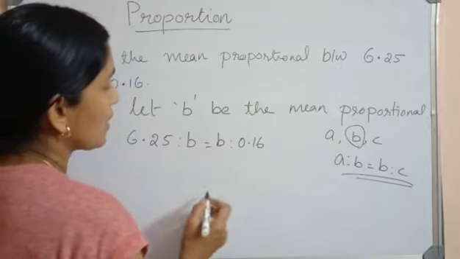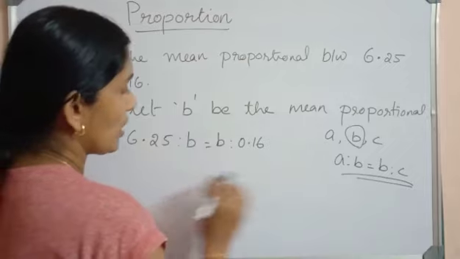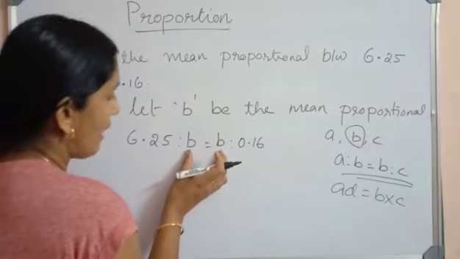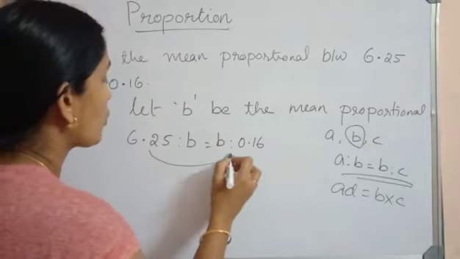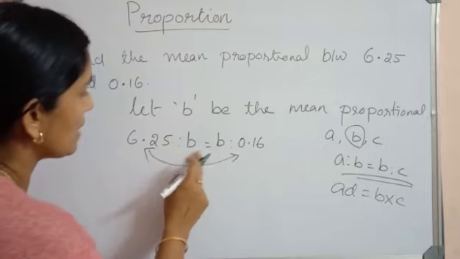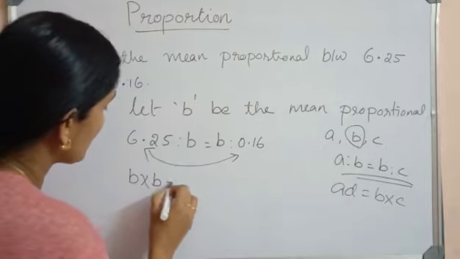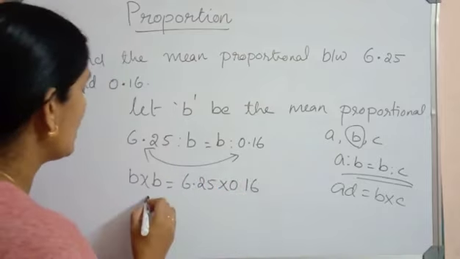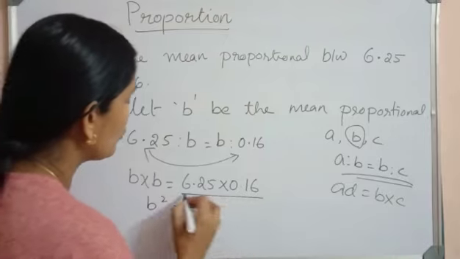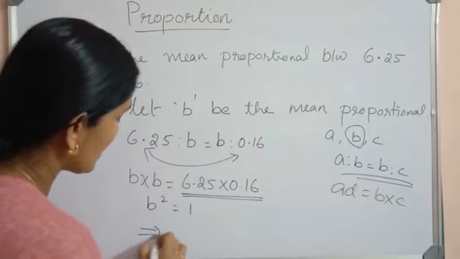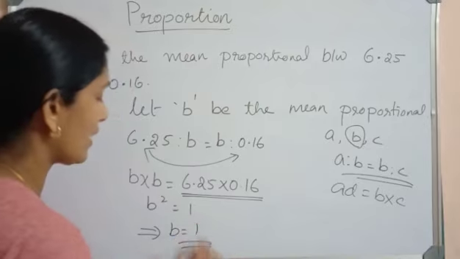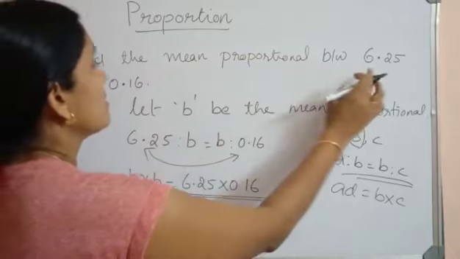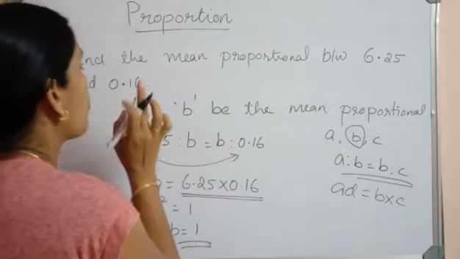Now by using the result, the product of the means is equal to the product of the extremes. A into D is equal to B into C. We can find the value of B. So let's multiply 6.25 into 0.16, which is the same as B into B. So B into B is equal to 6.25 into 0.16. B square is equal to, when you multiply these two, you will get 1, and this implies B is equal to 1, the square root of 1. Therefore, we can say that 1 is the mean proportional between 6.25 as well as 0.16.